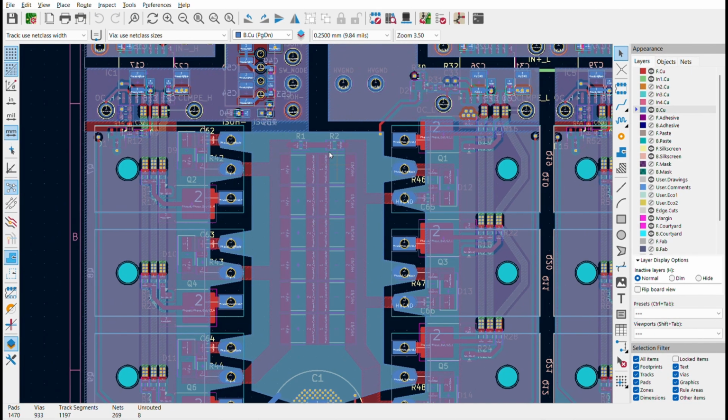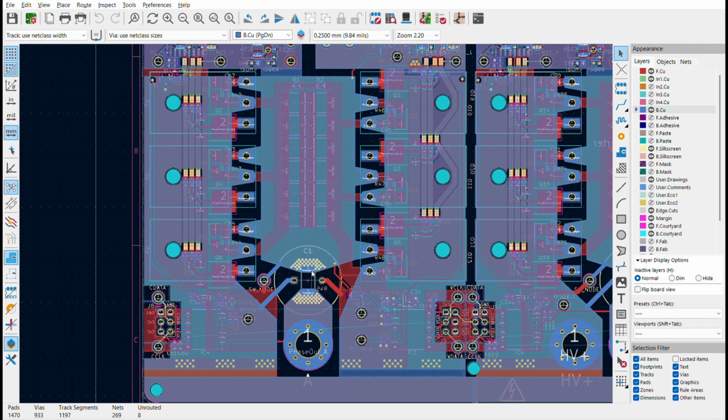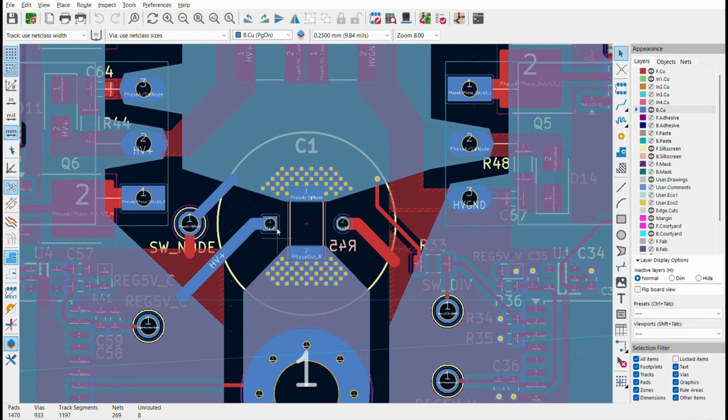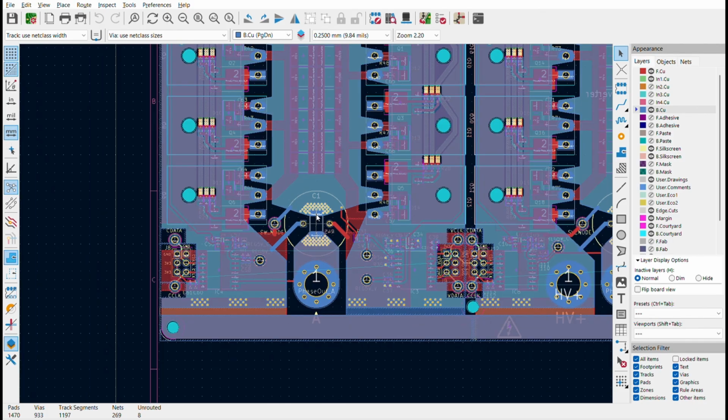Finally, I have my DC bus capacitance. So I put a lot of low ESR, low ESL ceramic capacitance very, very close to the drain source of the high voltage plus and minus of my half bridge. And then down here, I have a higher ESR and ESL, but larger capacitance, electrolytic capacitor if I wanted to increase my DC bus capacitance up to about a millifarad.